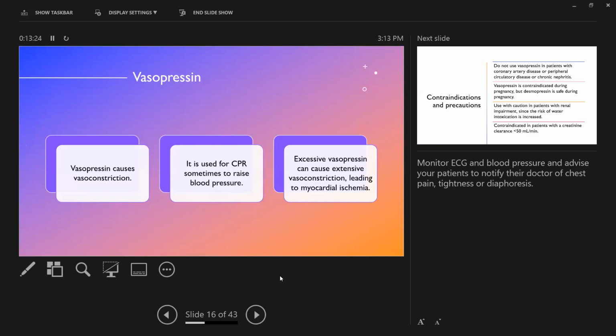Vasopressin causes vasoconstriction. That's why it's used for CPR to raise the blood pressure. And excessive vasopressin can cause pretty extensive vasoconstriction, leading to myocardial ischemia. So you want to monitor blood pressure closely, monitor the EKG for abnormalities, advise your patients to notify their doctor if they have tightness in the chest, chest pain, or excessive sweating. That might be signs of a heart attack.